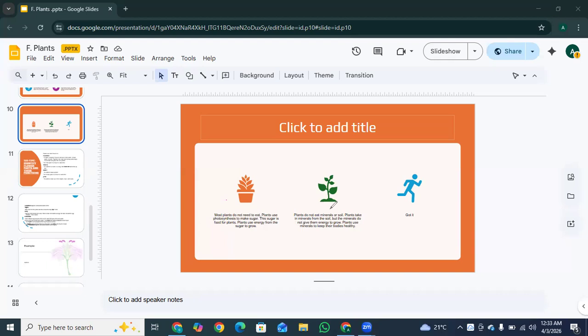Okay. The next one is plants do not eat minerals or soil. Plants take in minerals from the soil, but the minerals do not give them energy to grow. Plants use minerals to keep their bodies healthy.